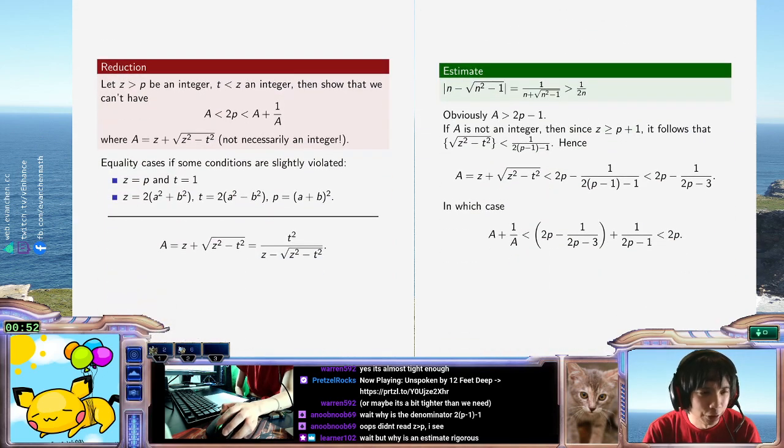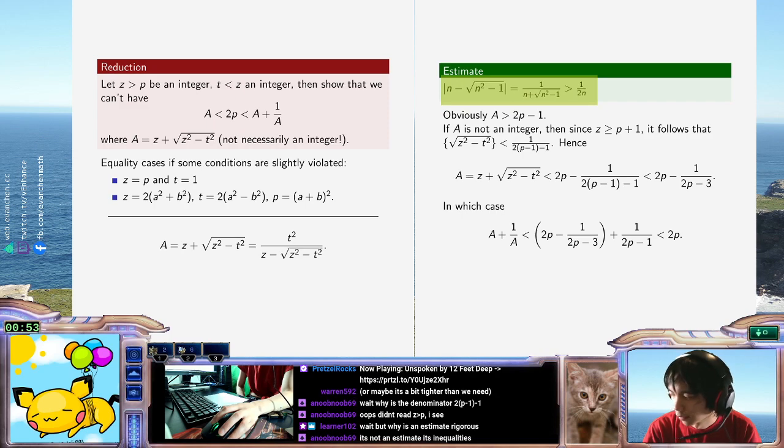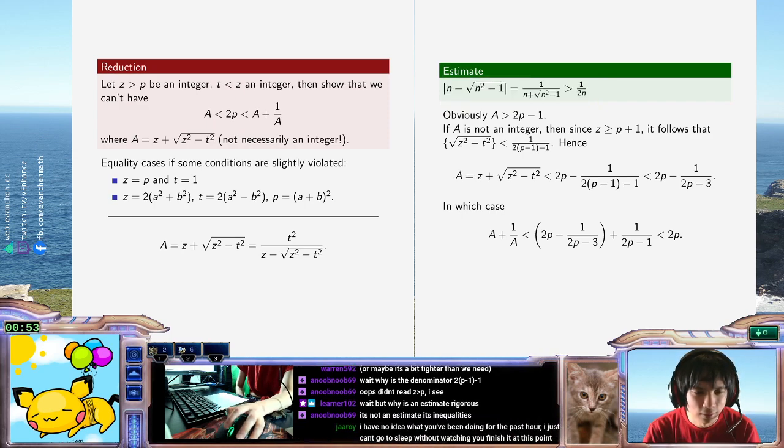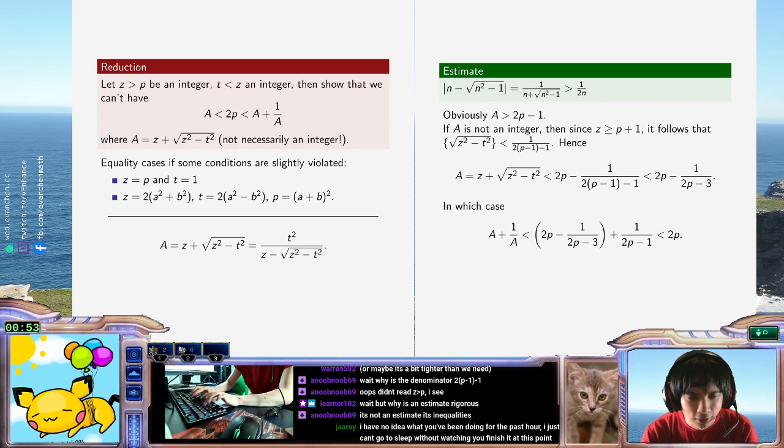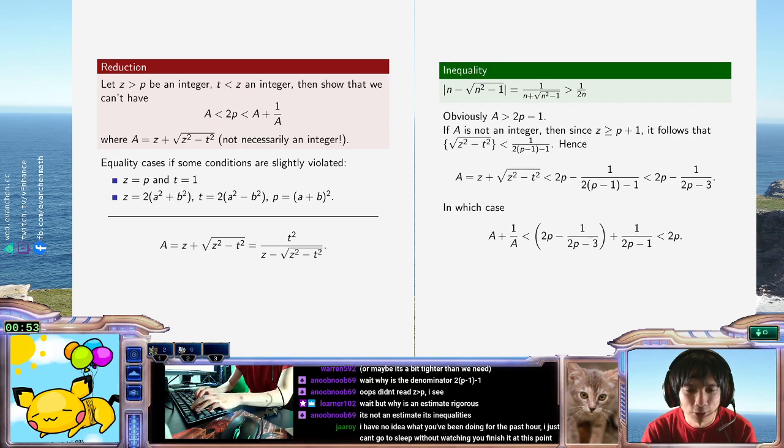Why is an estimate rigorous? What do you mean why is an estimate rigorous? Like, is this not rigorous? Okay. Let me double check the... I'm gonna double check the AoPS, but I think this should work.